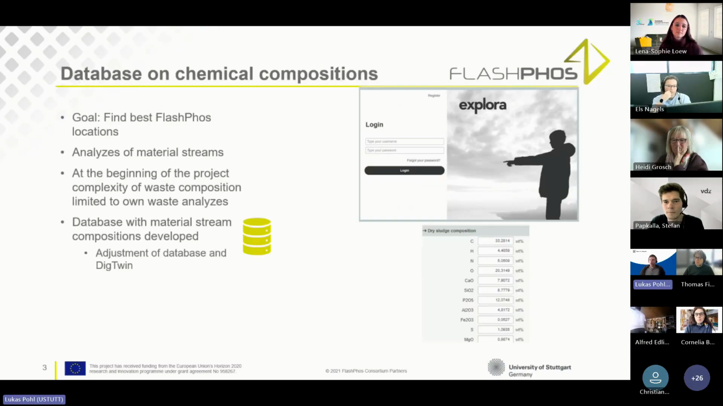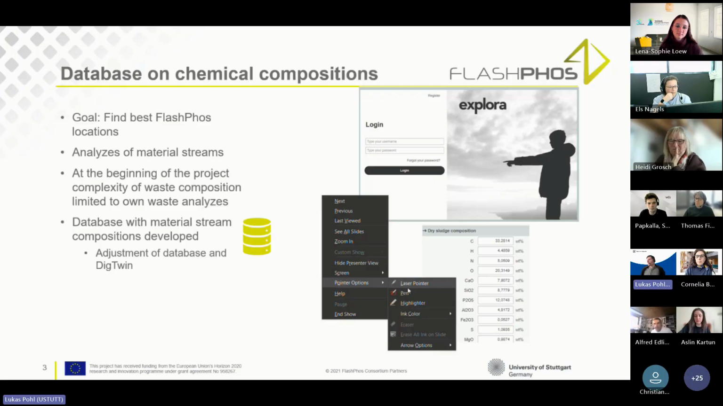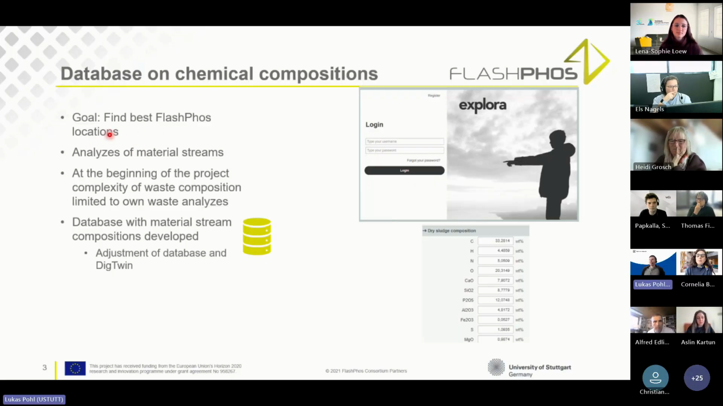So what was the goal of this material stream work from University of Stuttgart in FlashPhos? The goal was to find the optimal location for the FlashPhos process within Europe. So what did we do, or how did we start out? We analyzed a lot of material streams, and the digital twin at that time, let's say, not coping all of the chemical elements it is coping now, already helped us a lot.